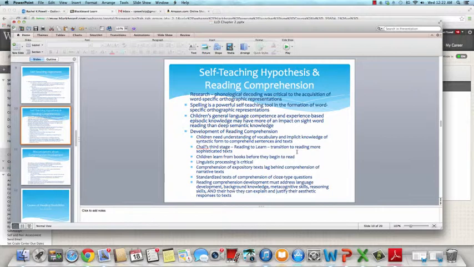So when you're talking about developing reading comprehension in relation to the specific comprehension deficit, that deficit is solely in those children who only have difficulties with understanding what they're learning. So Chall classifies this as his third stage, the reading to learn stage, a transition to reading more sophisticated text. However, every single book you ever read or are exposed to, you're learning from.